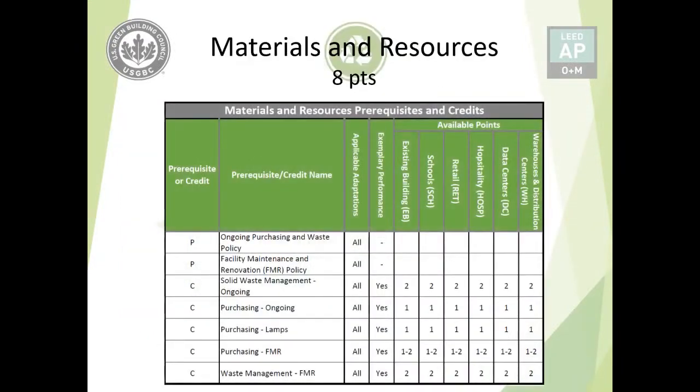Hello and welcome to the Materials and Resources credit category. The maximum number of points that can be earned is 8 points. And this is the summary of what we will be going through. We've got 2 prerequisites and we've got 5 credits.